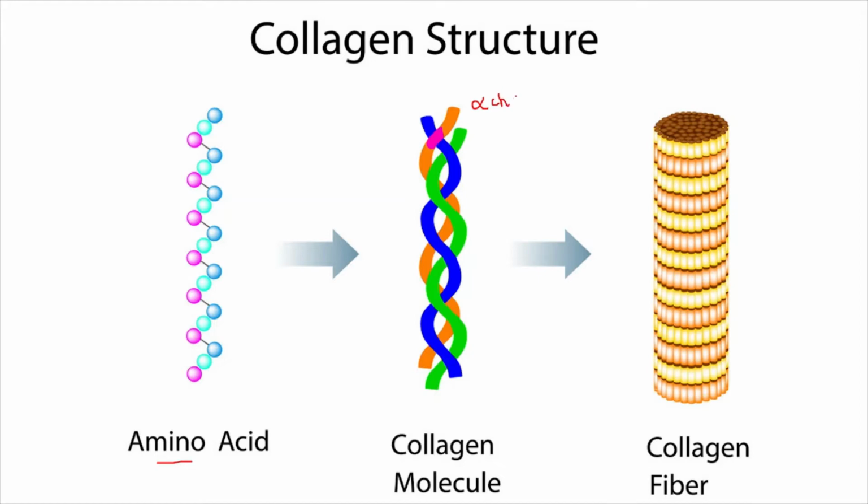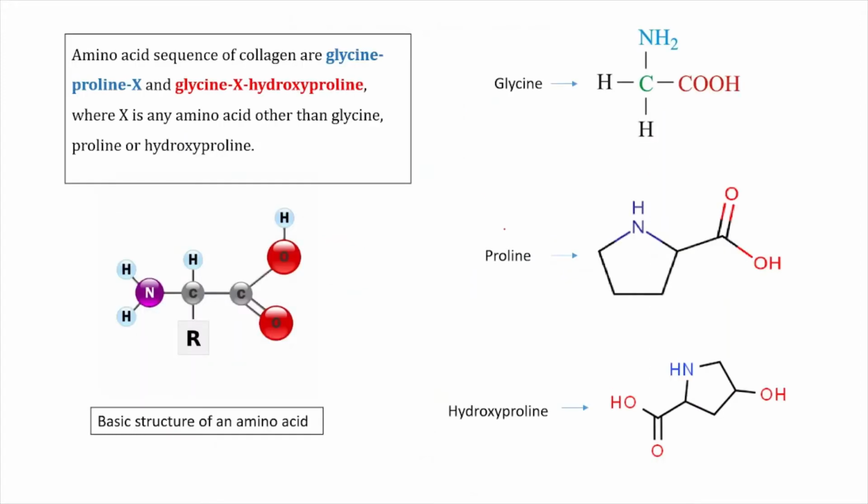So three different alpha chains fold over each other to form a collagen molecule, and likewise several collagen molecules pack together to form a collagen fiber. Now, the basic amino acid sequences present in the collagen molecule are either glycine-proline-X or glycine-X-hydroxyproline, where X is any amino acid other than these three: glycine, proline or hydroxyproline.